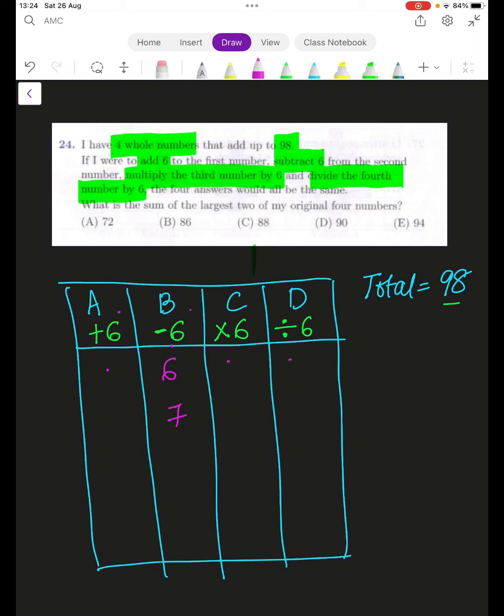So that means 6 is not a possibility here. The minimum number should be 7. The smallest number has to be 7. So let me just write it down somewhere. Smallest number can be, not is, can be 7. All right, or must be 7, minimum 7.